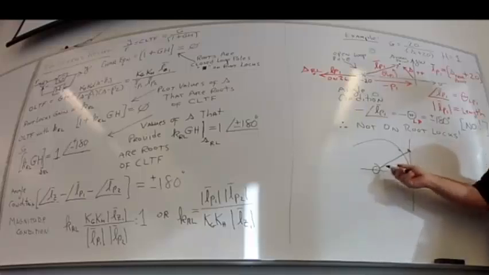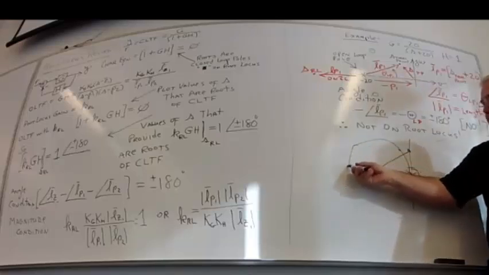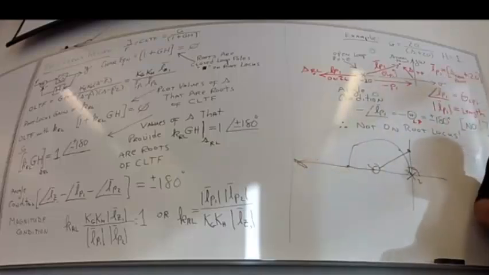I'm to the left of an odd number. There's 2. So there's no root locus here. So the root locus must be on this root locus. I must go this way and this way. So I can sketch the root locus before I even see what MATLAB's going to give me.